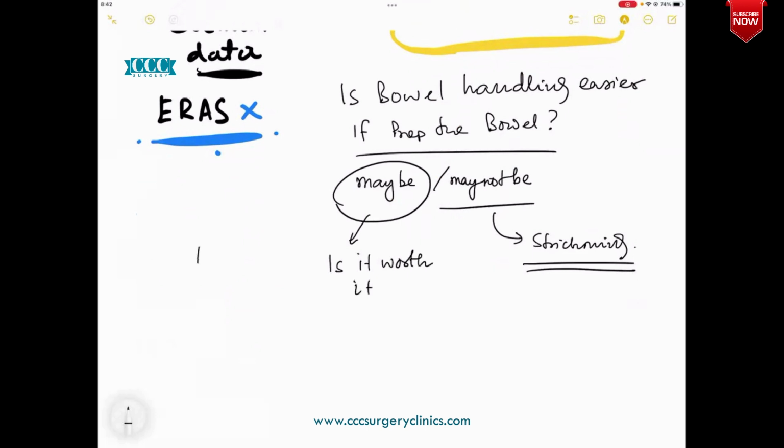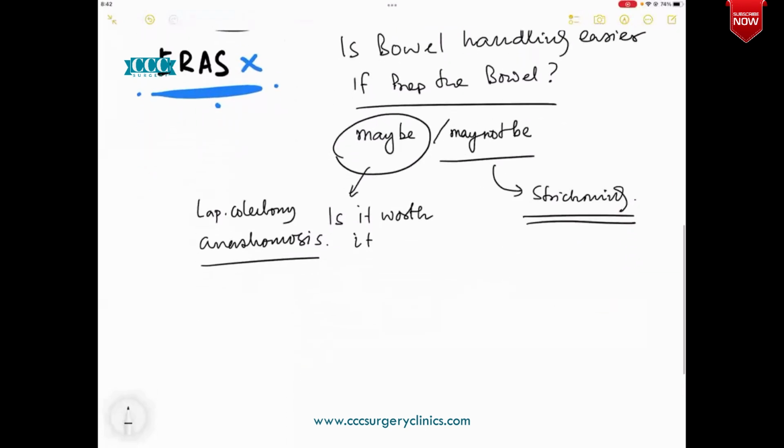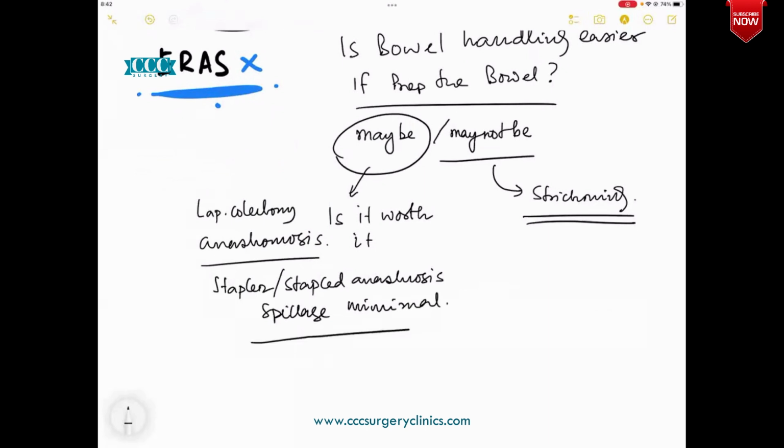Because in the times of laparoscopic colectomy, remember the specimen and the anastomosis, whatever you are trying to do, say for example a stapled right hemicolectomy or a stapled LAR, then remember that in the majority of these you will require a stapler. And whenever you are considering a stapled anastomosis, the only concern is spillage, which is usually minimal. But all said and done, these are what the evidences are about.